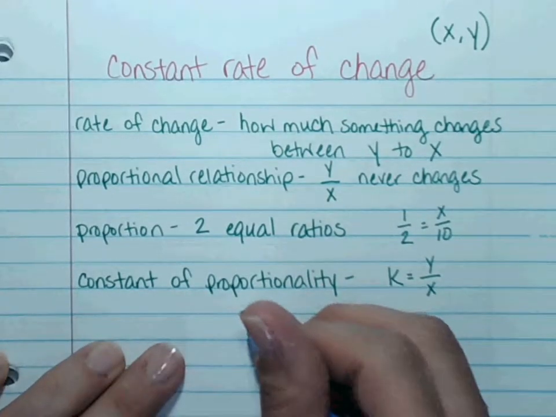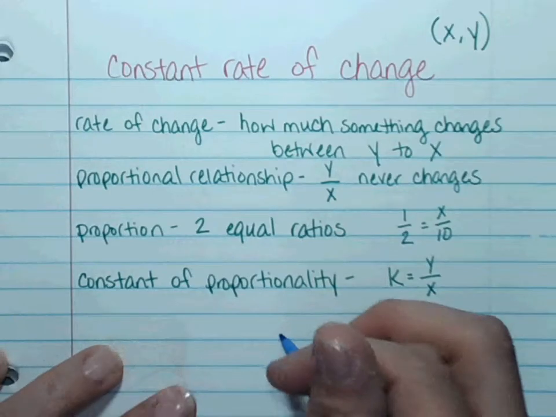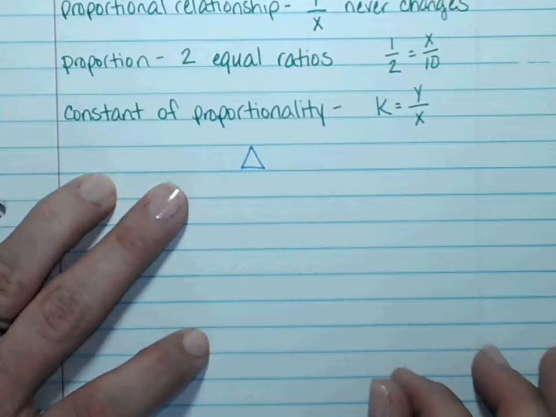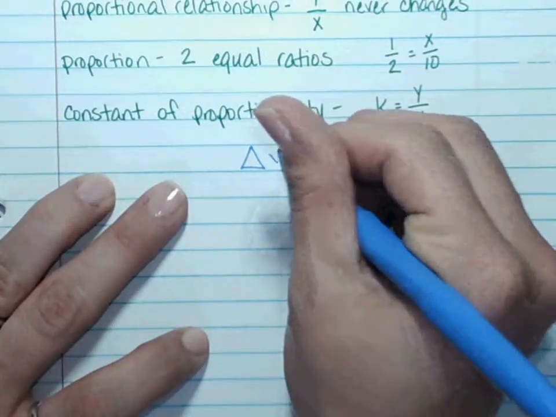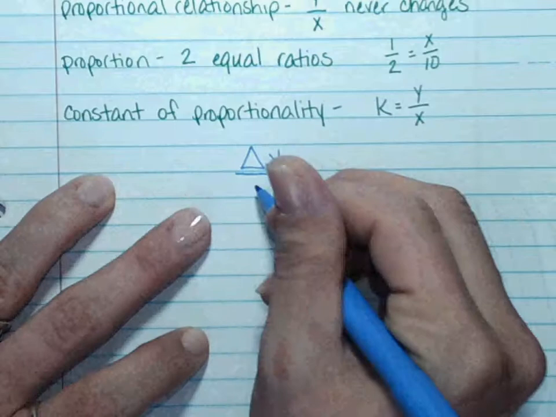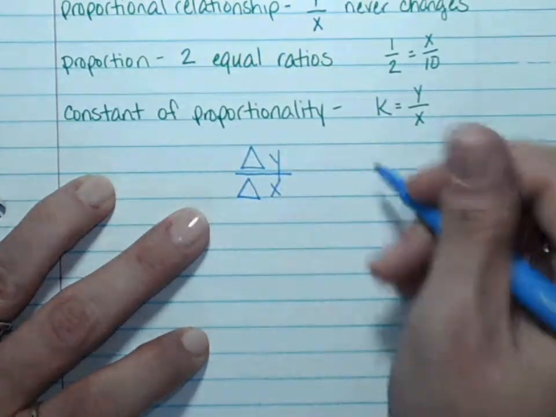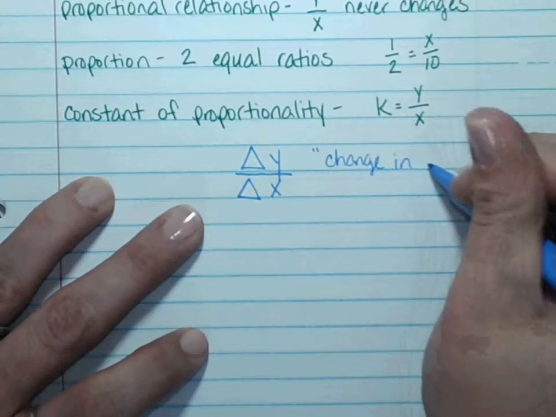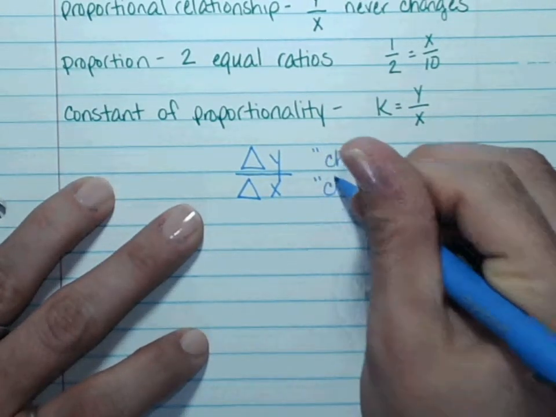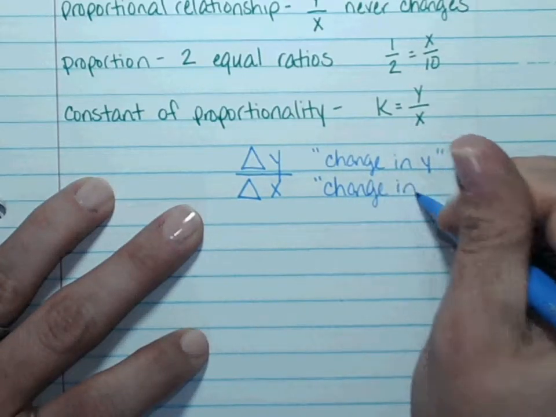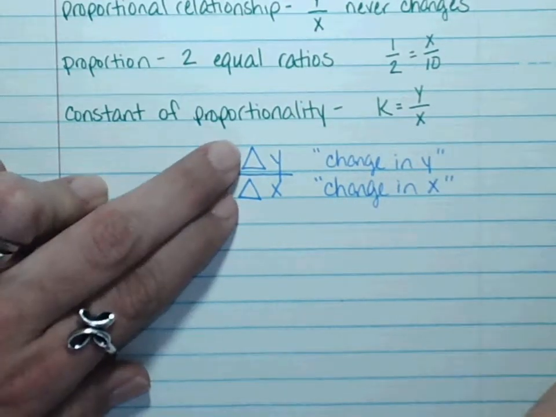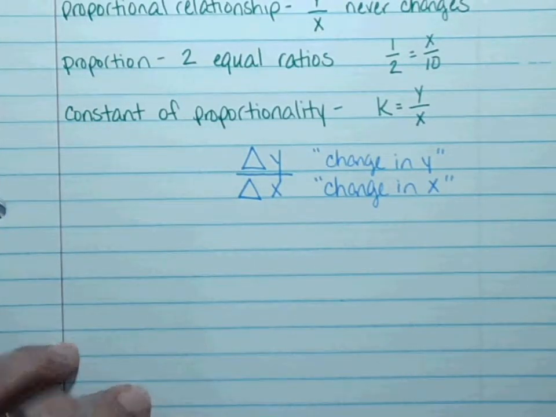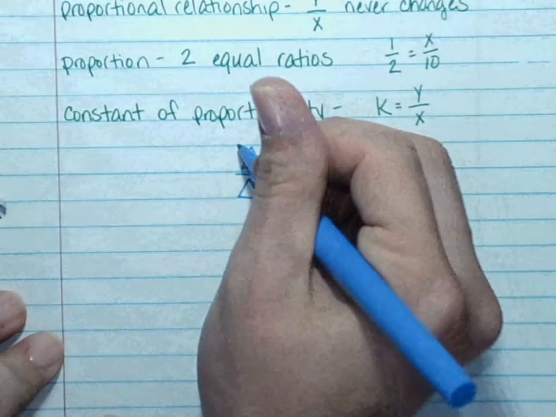When you have your graphing, we're going to start getting into graphing here. This triangle is delta. That is delta y over delta x. And we read that change in y over change in x. These deltas are just math symbols that mean change. Now, in science, oh yeah, delta. So don't forget.